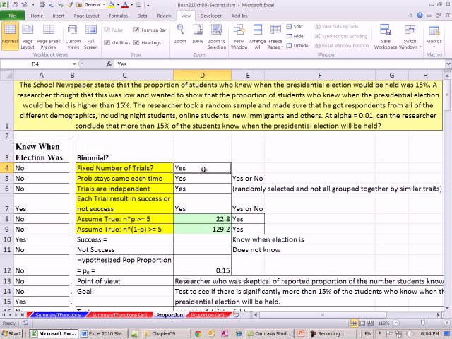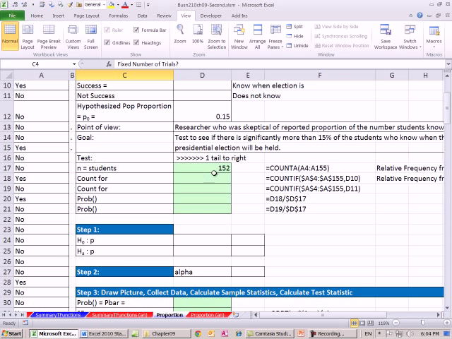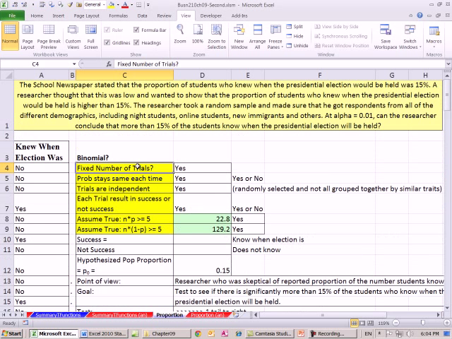Now, the thing about proportions is we have to check if it's binomial. And we've done all of the calculations we're going to do here in earlier chapters when we did proportions. We have to check whether or not this is a binomial test. Is there a fixed number of trials? Yes. We asked exactly 152 students.